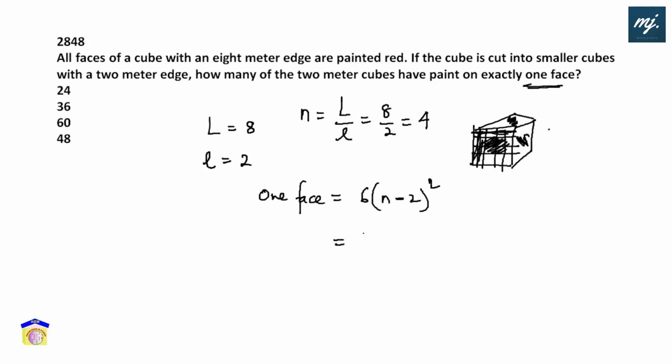As simple as that. So the number of one face painted would be 6 into (4 minus 2) whole square, 2 square, that is 4, into 6 is 24. We will have 24 small cubes with exactly one face painted with red, that is option A.